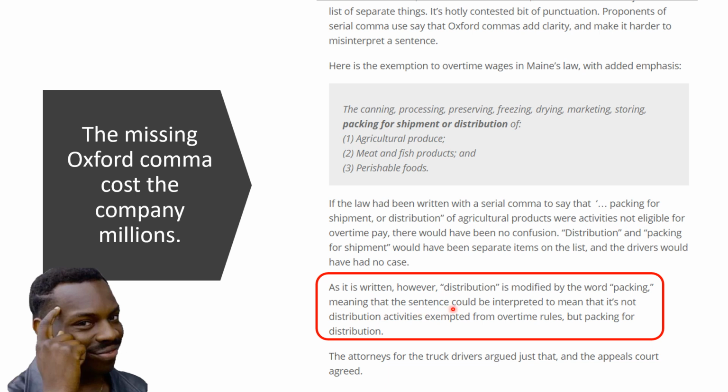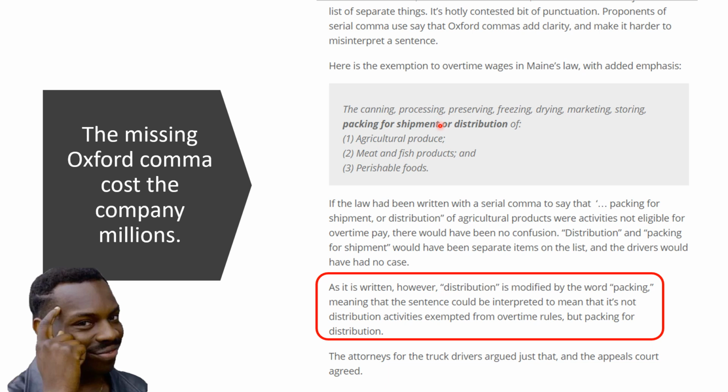Meaning that the sentence could be interpreted to mean that it is not distribution, hindi distribution ang exempted, but packing for distribution. Did you see that? Packing for shipment or packing for distribution. It is the packing that is exempted, not the distribution. I hope that's clear to you.